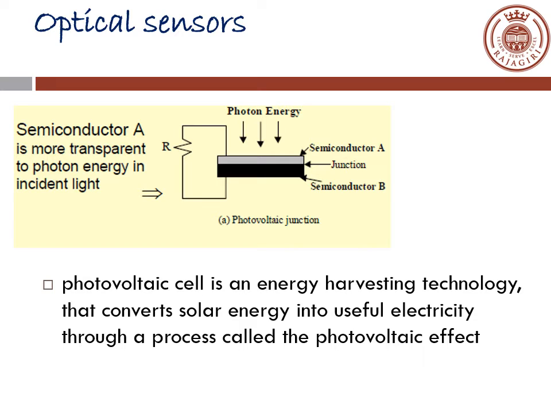What is meant by the photovoltaic effect is a process in which two dissimilar materials in close contact will produce an electric voltage when struck by light. When light strikes the material, the electrons are provided with sufficient energy to break their bond. Now these free electrons will cross the junction and create a voltage, a potential. So this is the working principle of the photovoltaic junction, which is one kind of optical sensor.